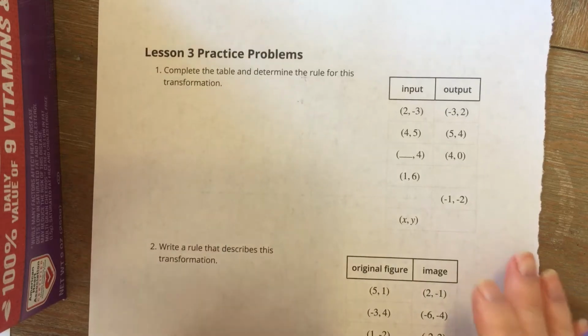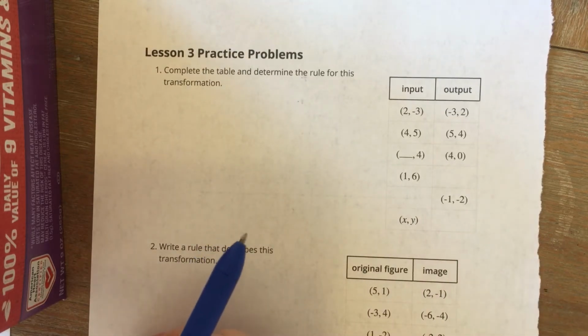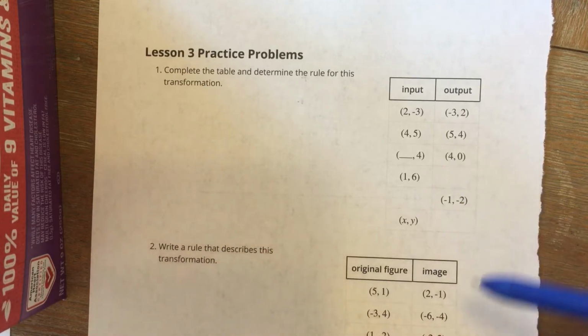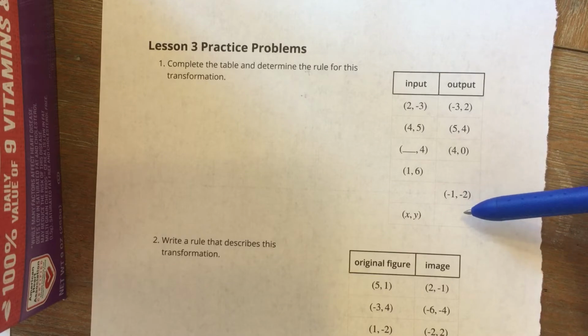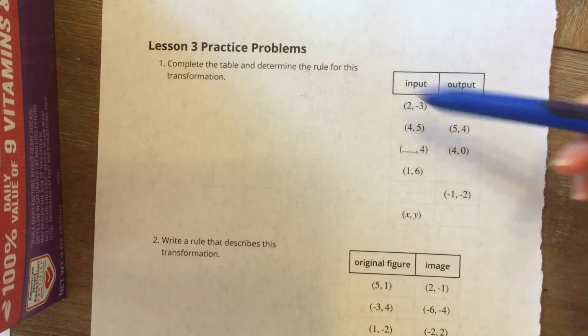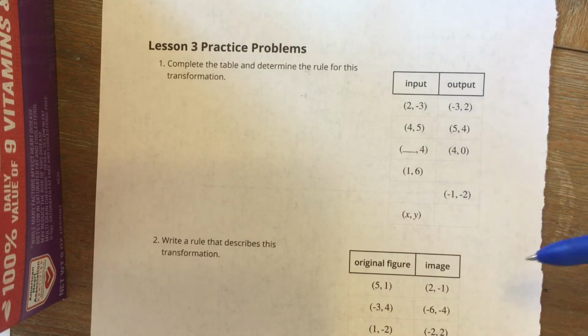Hi Math 2. This is a video going over some tips to do the practice problems in lesson 3. So for starters, in questions 1 and 2, they give us a table with the original coordinates and the image coordinates. And in the first problem, they want us to complete this table and determine the rule for the transformation.